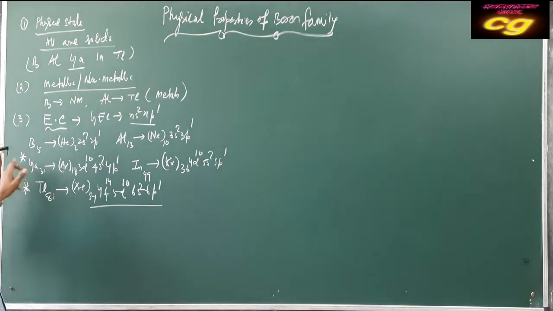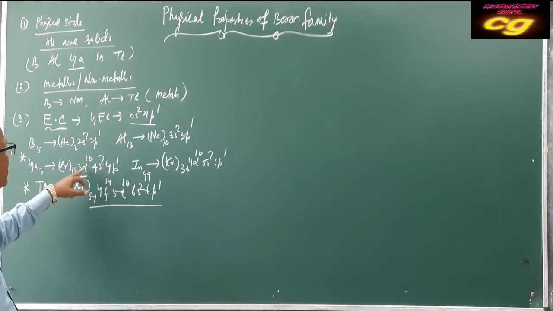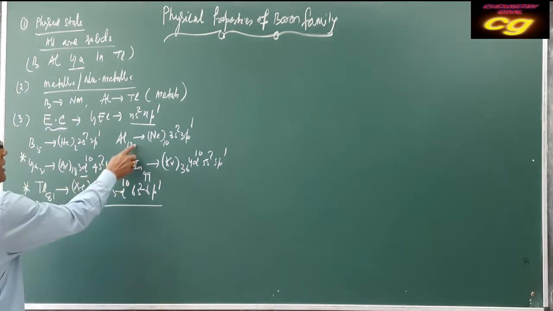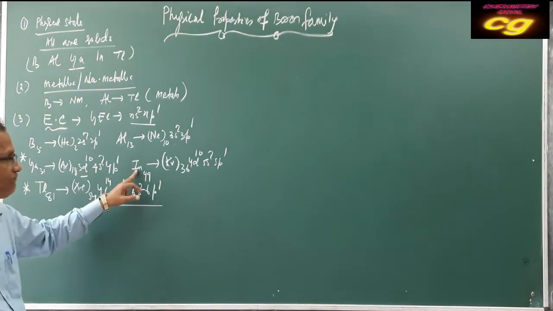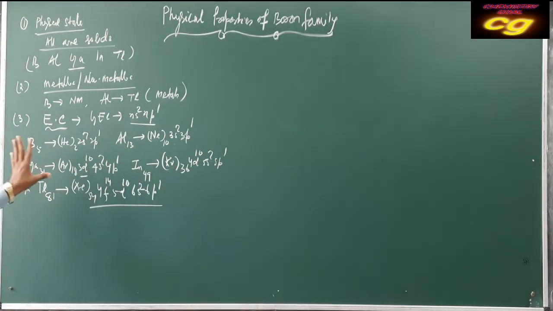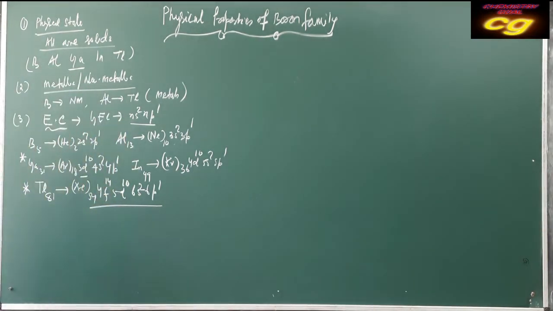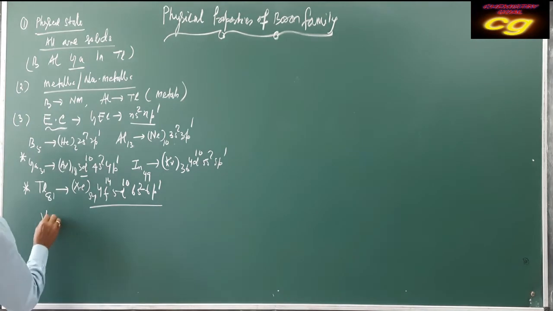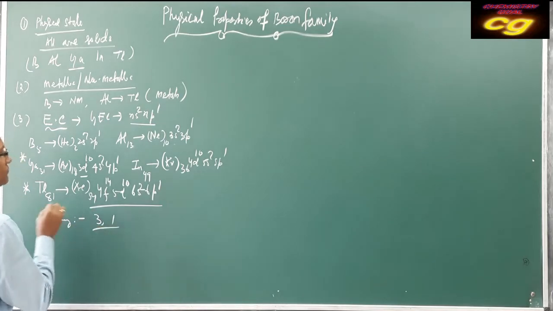Because you see the difference. In case of gallium, filling of the d orbital starts. But in aluminum the d is vacant, and in boron also d is vacant. And in indium, d also occurs. So this is the main difference between the electronic configurations of elements of the boron family. And as they have 3 electrons in the outermost shell, generally they show valency 3, and 1 also.